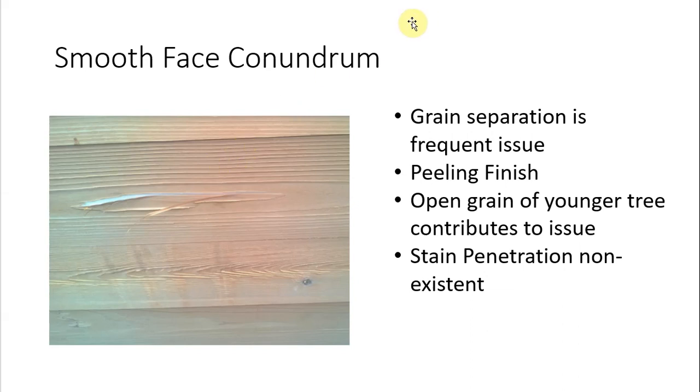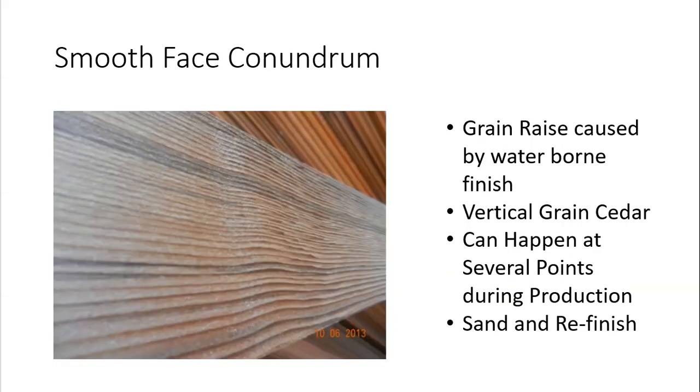But grain separation is a problem that is often attributed to mill glaze. It's often a problem of a finish failure that we see in the field. And it's something that is going to become more prevalent as we see younger trees entering the marketplace. All right, so our grain separation, because we're on grain raise.